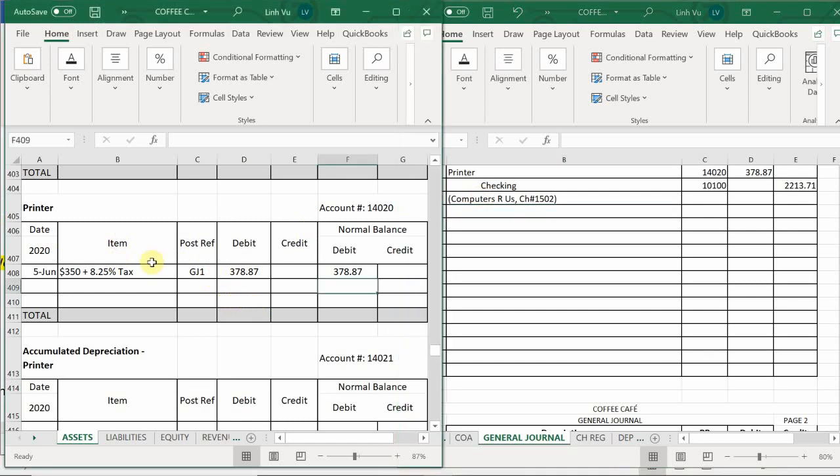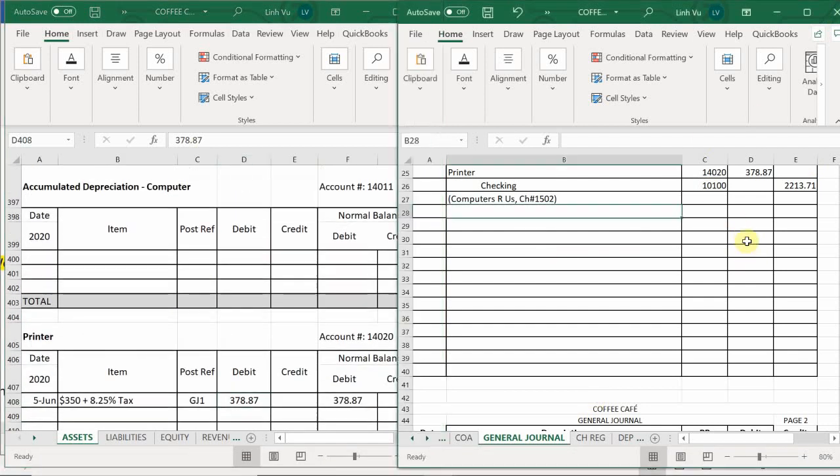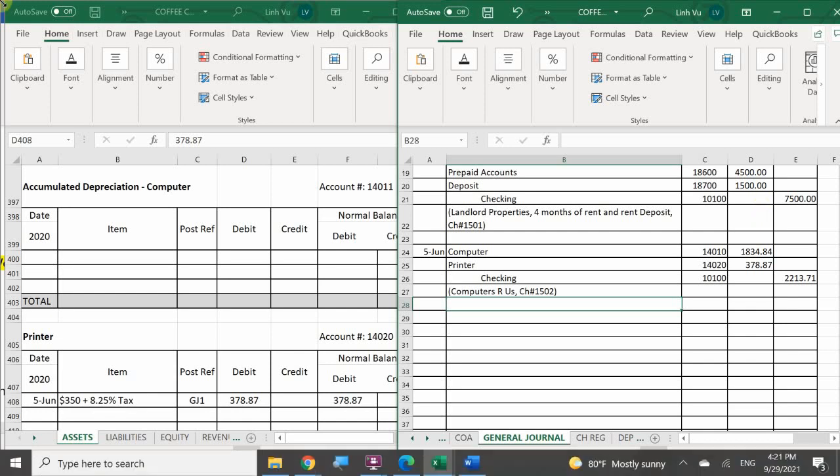I paid for my printer $378.87. Make sure it matches 100% from your journal, because this is also where a lot of students make their mistakes. When they copy something over, something like 378.87, you can easily fat finger that and actually type in 38778. Make sure that you confirm that in your books and in your journal, that you are copying it over exactly, okay?